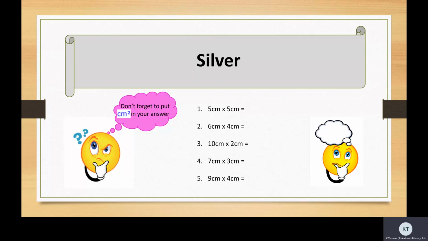For example, if we look at question 1, 5 centimetres multiplied by 5 centimetres equals, so 5 times 5 is 25. Centimetres times by centimetres means centimetres squared. So you must include that in your answer.